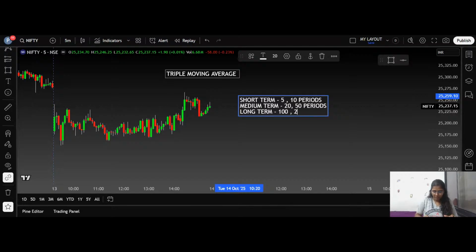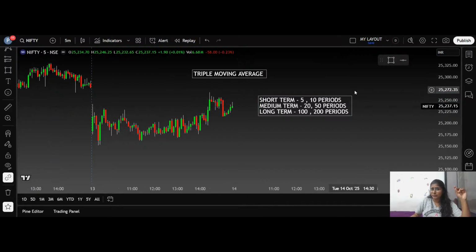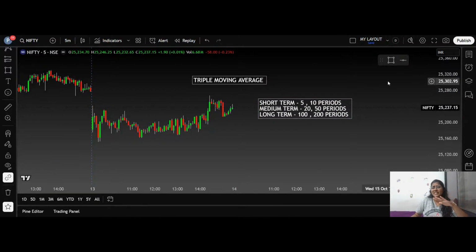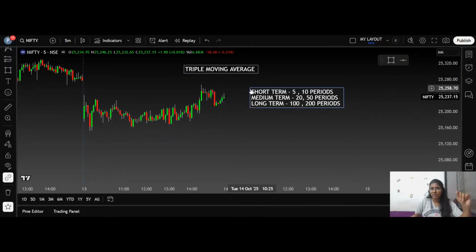100 to 200 periods, and so on. So here we are taking three periods. One is short term, another is medium term, and another one is long term. We are taking three SMAs, and we are taking the crossover of three SMAs here, where we are going to predict the market, the same as we saw with the crossover of two SMAs. But the name of this indicator changed to triple moving average.